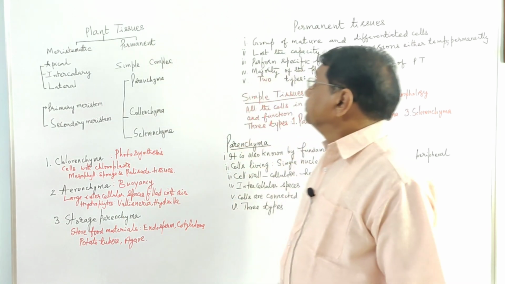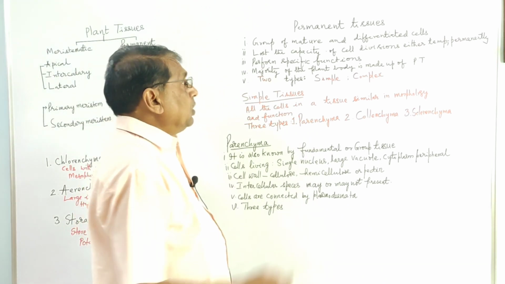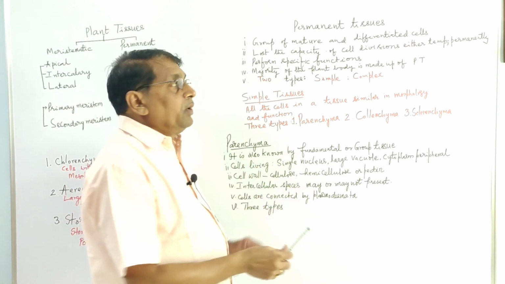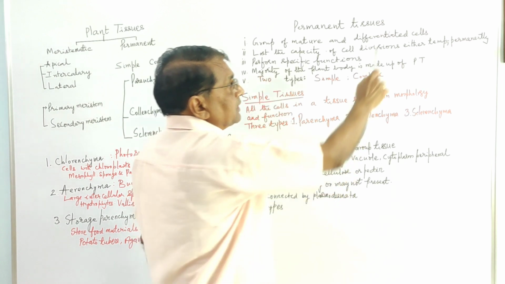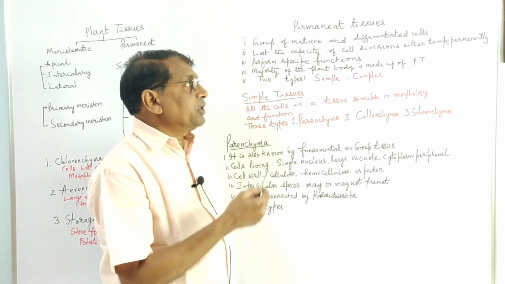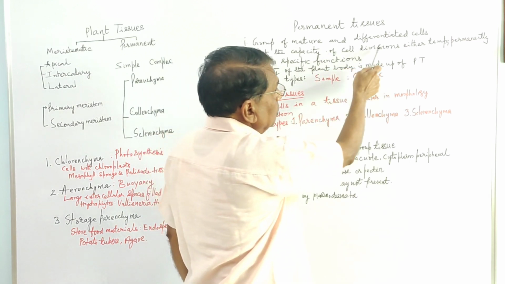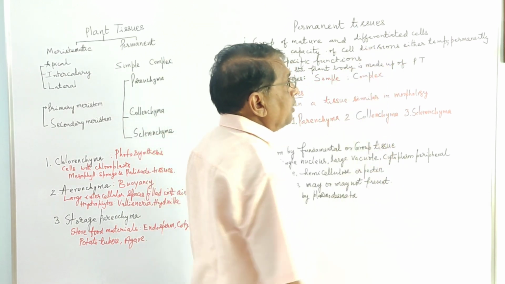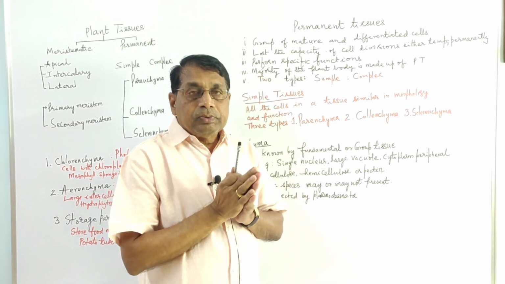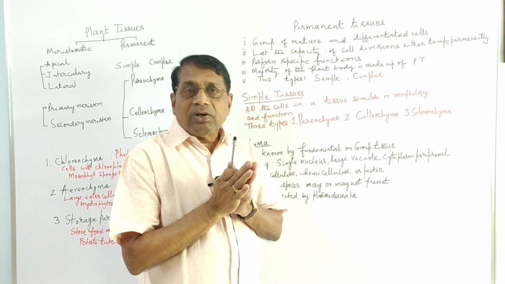Permanent tissues. What are permanent tissues? As the name itself indicates, a group of mature, differentiated cells. They are differentiated into different types, which we will study later on. They have lost the capacity of cell division either temporarily or permanently. The cells of the permanent tissues cannot divide.